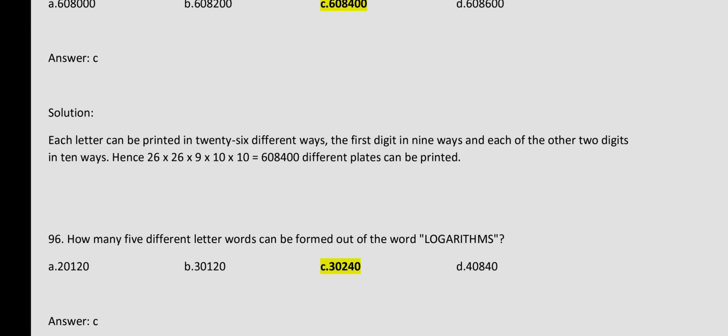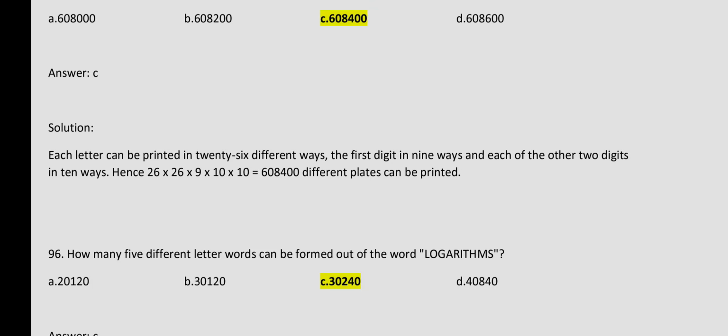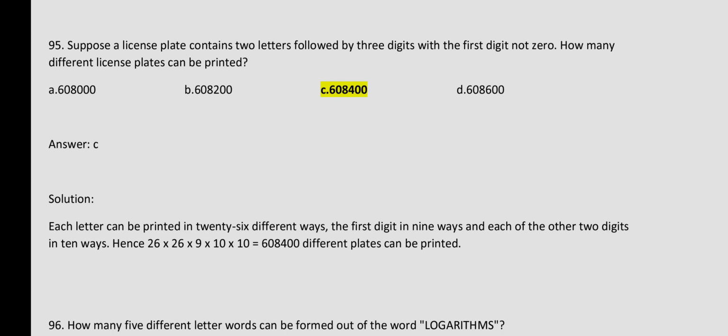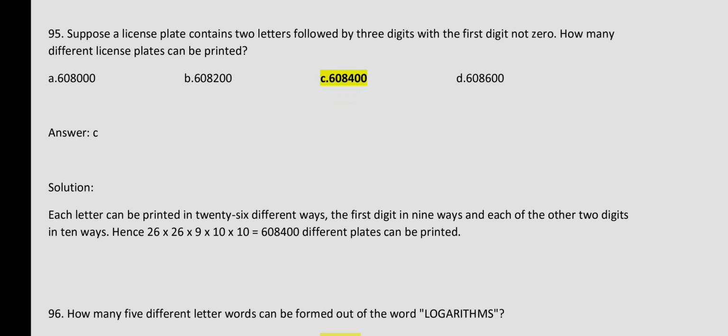Solution: each letter can be printed in 26 different ways, the first digit in 9 ways, and each of the other 2 digits in 10 ways. Hence, 26 times 26 times 9 times 10 times 10 is 608,400 different plates that can be printed. So if you see that question, that is the solution, and that is also the answer. Letter C.